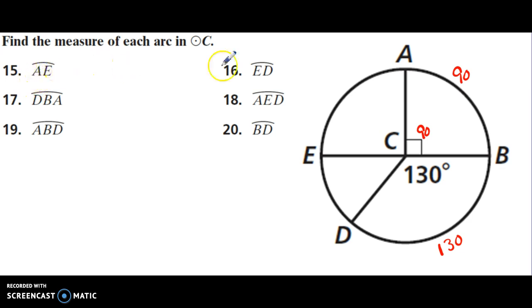So arc A to E, this is the diameter. It cuts it in half. So if this is 90, then the other half of the arc, 180 minus 90, gives me 90. From E to D, I take 180, I subtract 130, and I get 50 degrees for arc ED. For arc DBA, I'm going to add 130 and 90. And when I add 130 plus 90, I get 220.